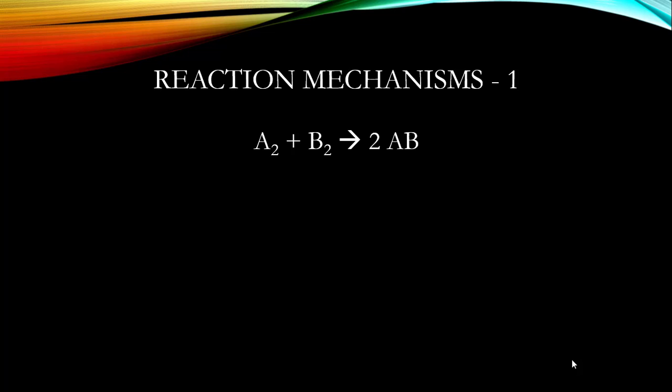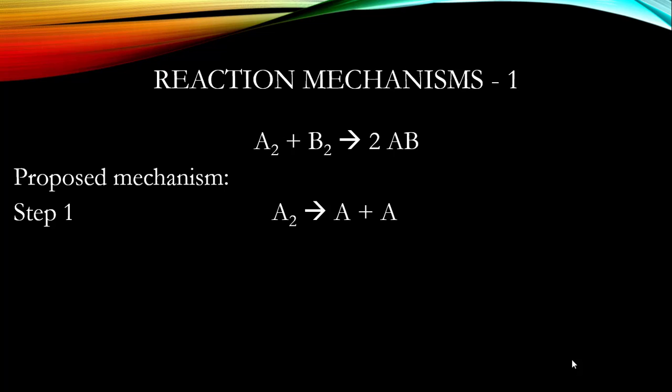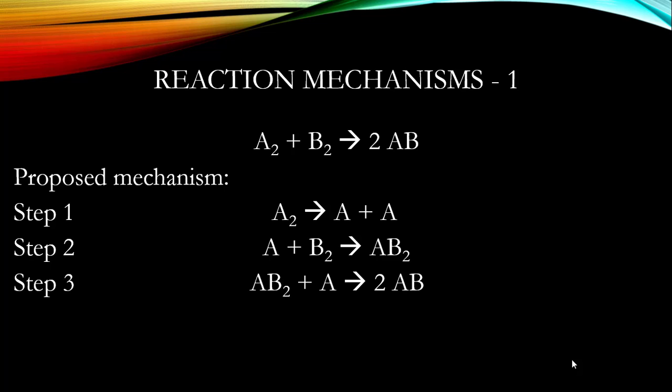Let's take a generic equation. A sub 2 plus B sub 2 becomes 2AB. A mechanism is proposed. In the first step, A sub 2 decomposes to A plus A. In step 2, A reacts with B sub 2 to form AB sub 2. And in the third step, AB sub 2 reacts with an A to form 2AB.